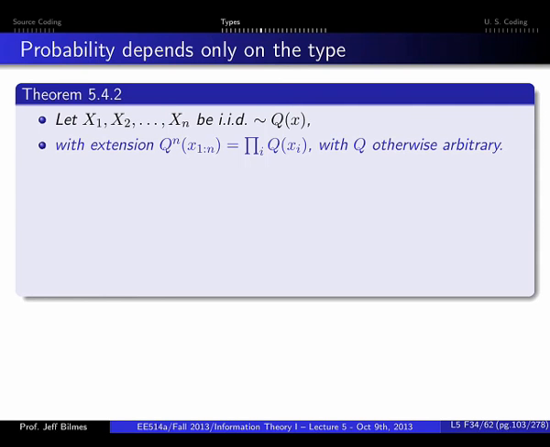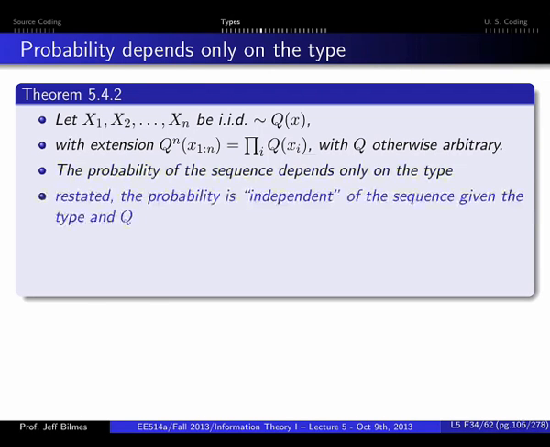This is just a notational convenience to be able to say, what's the probability of this sequence? Well, since it's IID, we just multiply together the probabilities of the individual items. We're making no assumptions about Q. So the probability of the sequence depends only on the type. What does that actually mean, even? It means that the probability, in some sense, is independent of the sequence given the type and Q.